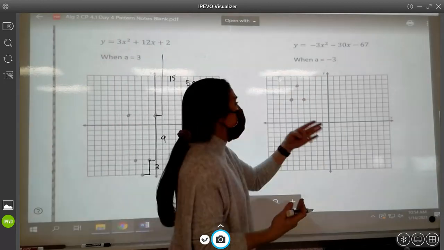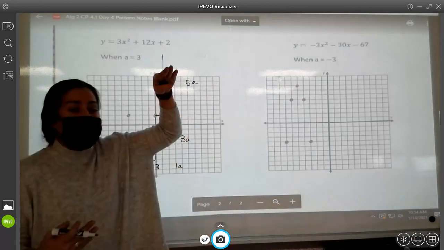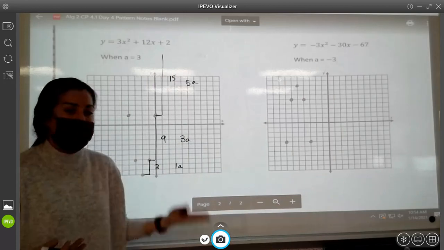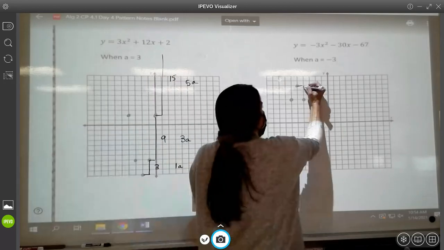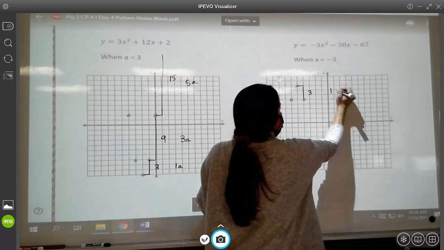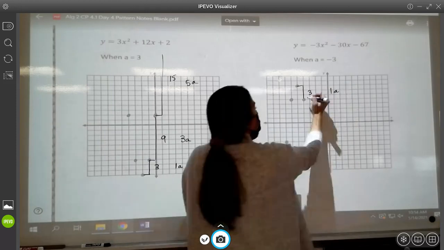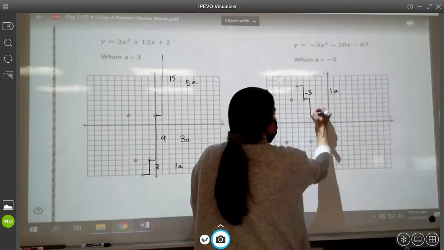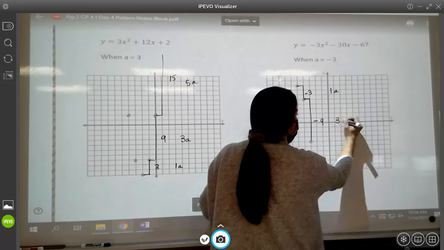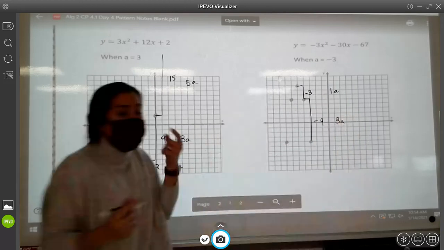If A is negative, it's the same number of jumps, but you have to do them going down from the vertex instead of going up. So this would be right 1, down 3, because that's the 1A part of the pattern. Right 1, down 9, because that's the 3A, 3 times negative 3, part of the pattern.